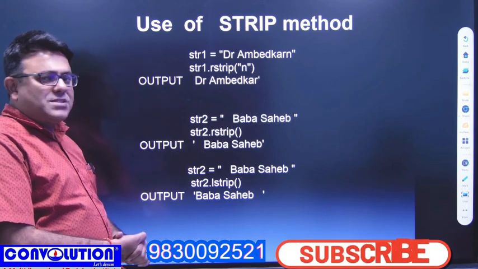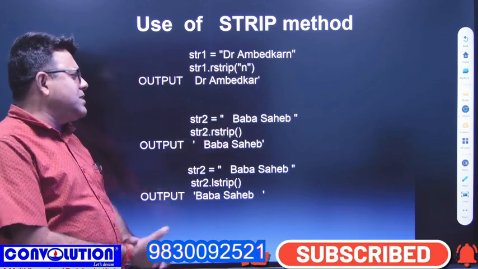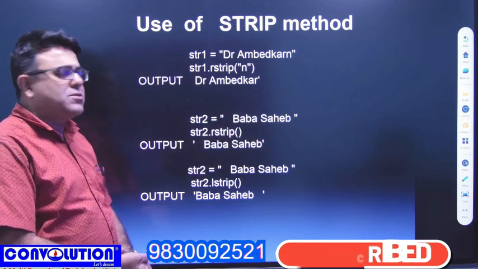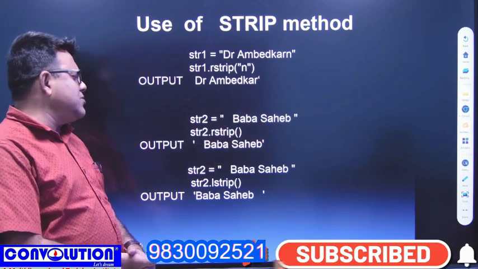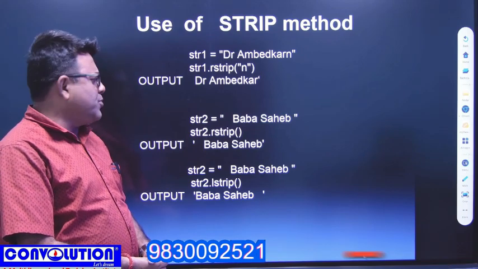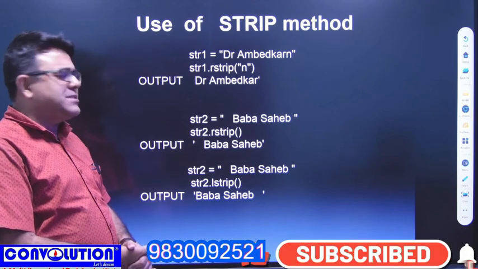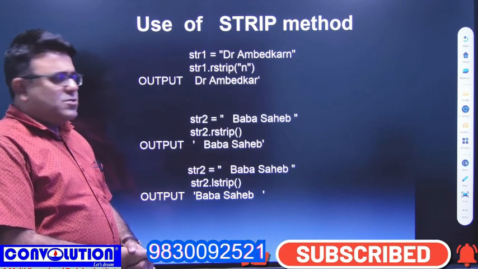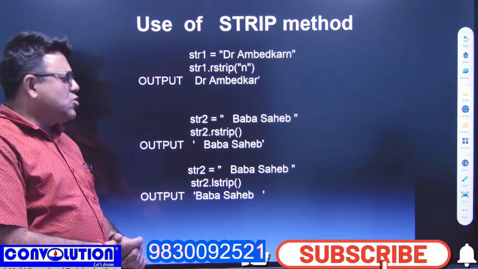Next, take one more example, str2 equal to Baba Saheb. Look at this: on the left-hand side I have given a space, and on the right-hand side also I have given a space. So on both sides we have a space. Then I use str2 dot rstrip. Look at the output: on the left-hand side we still have the space, but on the right-hand side the space is removed. So this is another implementation of the rstrip method, to remove the space.